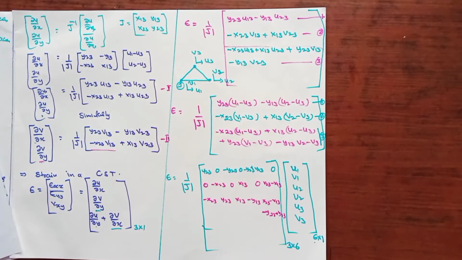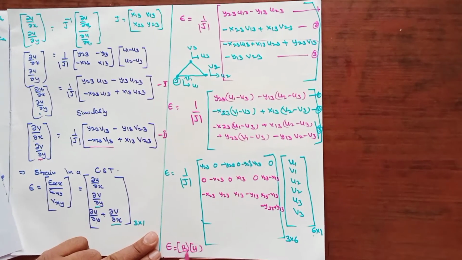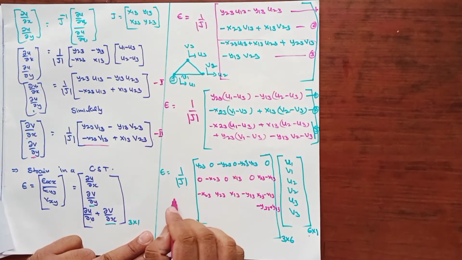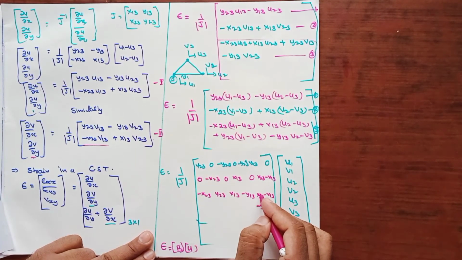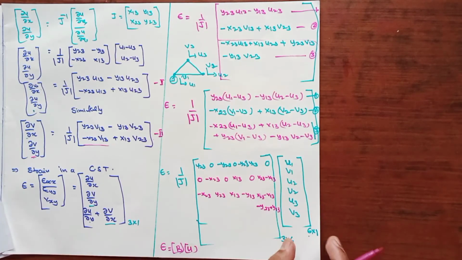This is the matrix. Now it is time to define that epsilon can be written in the form of B times the nodal displacement matrix, let us say U. Here the B matrix can be written as 1 by det of this matrix. Once you do this simplification, I am going to write down the B matrix. So epsilon can be written as B times U.